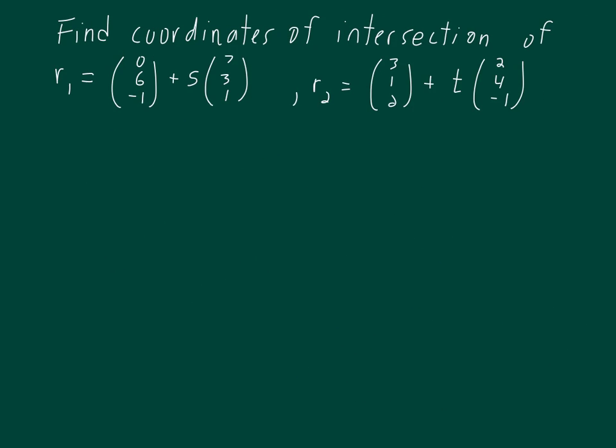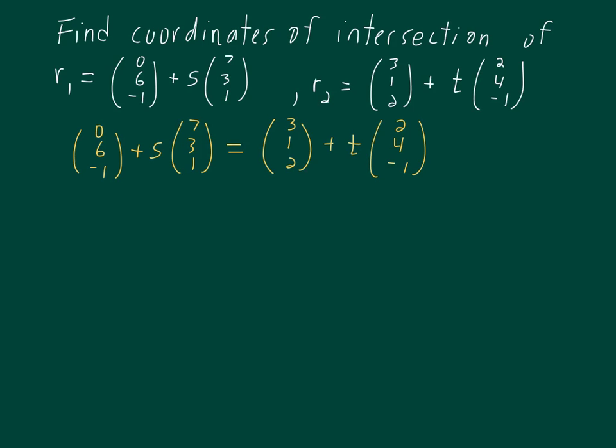Okay, last example here. This one's a little more complicated. We're looking to find the coordinates of the intersection. So we'll start by setting these equal to one another, just like before. Okay, from there, let's split it apart.